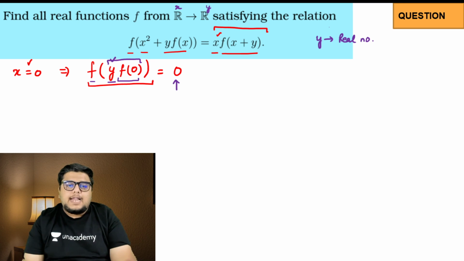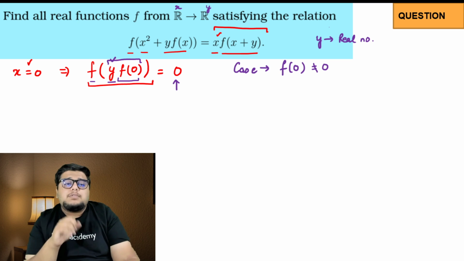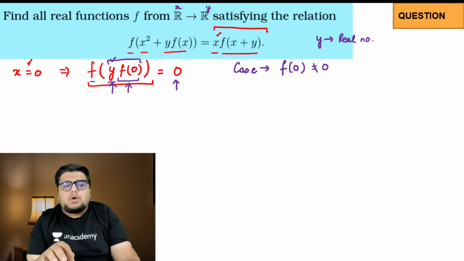So let's take a case in which f of 0 is not equal to 0. Okay. Let's take a case in which f of 0 is not equal to 0. Now, if f of 0 is not equal to 0, then the problem becomes interesting. Why? Because y can have different values. Y is a real number and it can have different values. So f of 0, if it is not equal to 0, it must be equal to some constant. So if f of 0 is some constant, it is getting multiplied with a real number y.